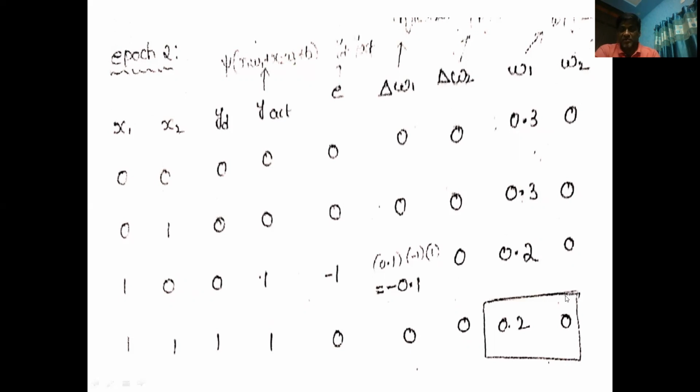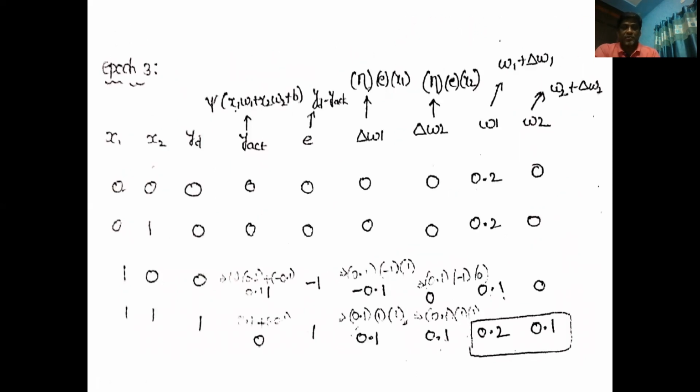For the next epoch, the updated weight values will be taken. They are 0.2 and 0. The formulas are going to be the same as we did in epoch 1. In epoch 3 also, we consider all the input vectors 0, 0, 0, 1, 1, 0, and 1, 1 with the corresponding desired responses, and the actual values are calculated here. Since there are two error terms calculated, minus 1 and 1, the values are updated accordingly.